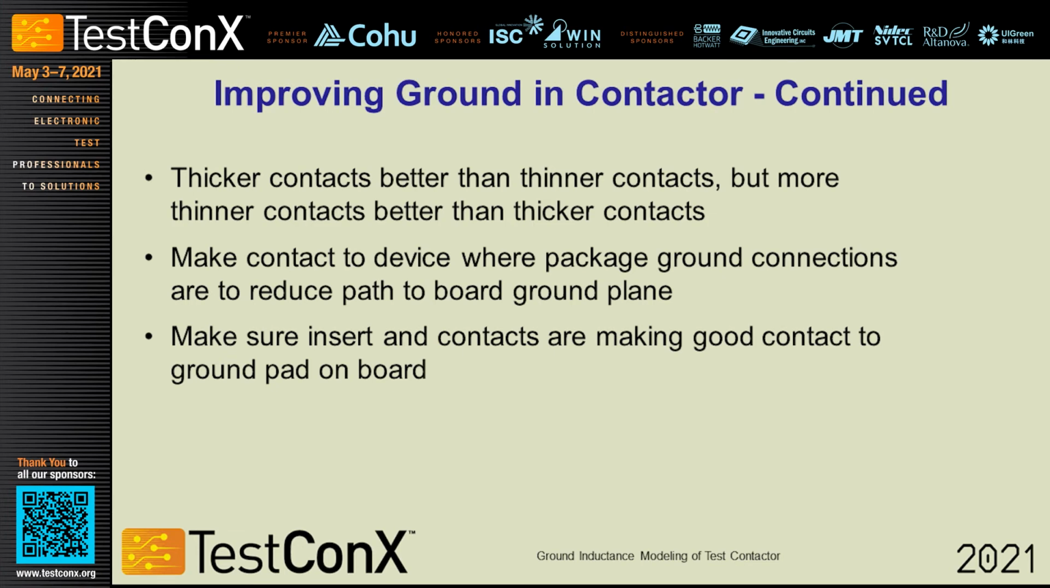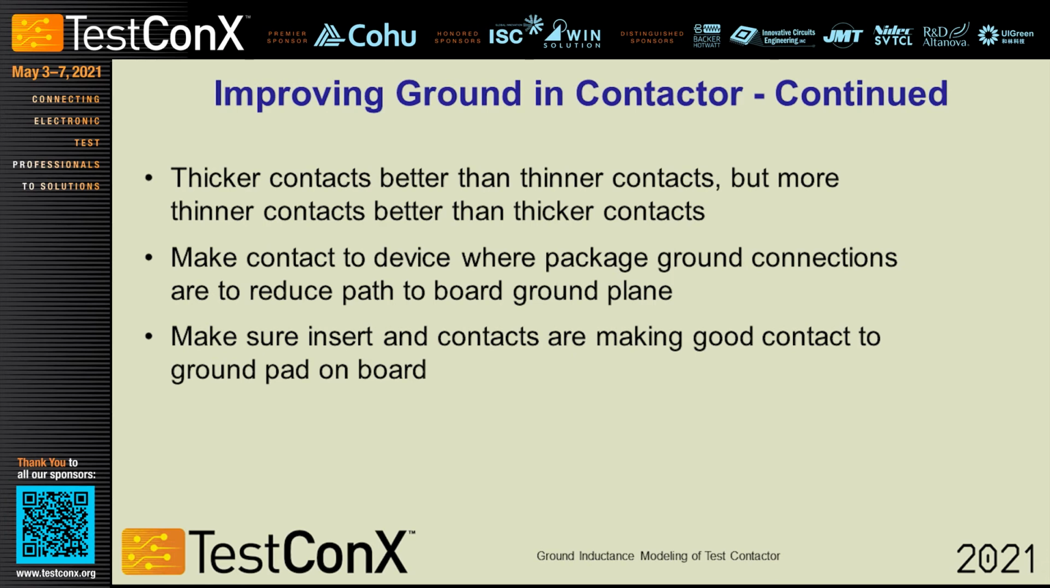You want to make sure the contact to device, where the package ground connections are, reduces the path to the board ground plane. This is real important for really small devices where maybe they only have a couple wire bonds from the inside chip of the package to the ground paddle. You actually want to make connections to where those connections are to the ground paddle to decrease the length to the ground plane of the board. So a lot of times for very small devices, this is important. For sometimes larger devices with larger ground planes, this isn't necessarily a significant thing to worry about.